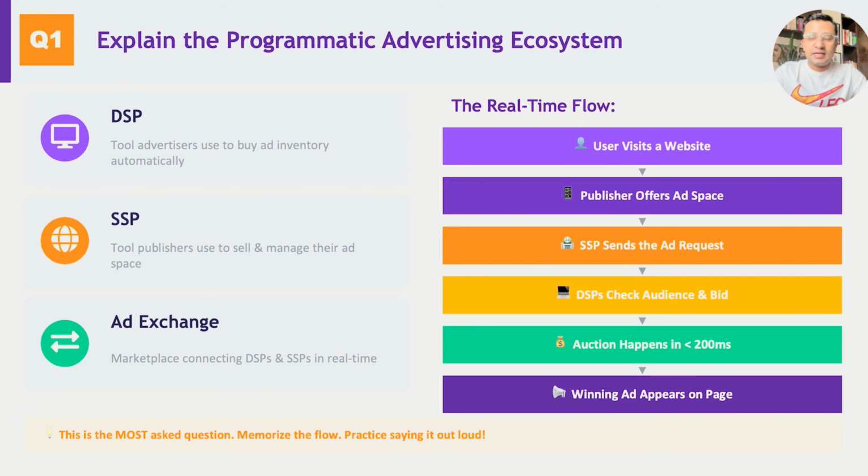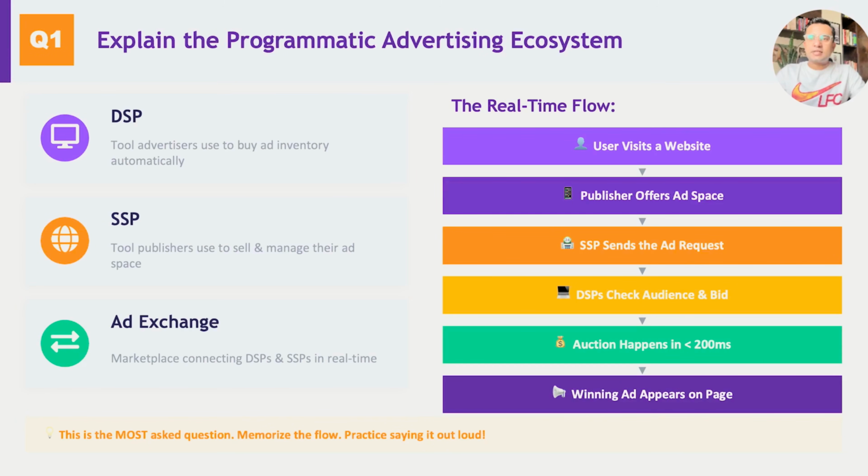You can say there are three major players, which is DSP or demand side platform. It's the tool advertisers use to buy ad inventory automatically. Second is SSP. SSP is a supply side platform. It's a tool publishers use to sell and manage their ad space. Then Ad Exchange, for example, Google AdX. It's a marketplace connecting DSPs and SSPs in real-time basis.